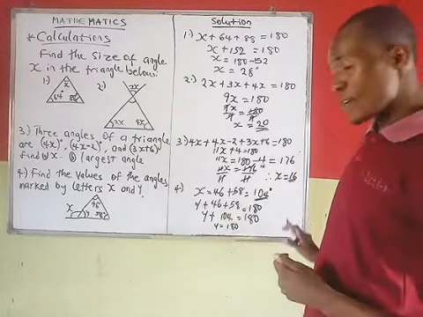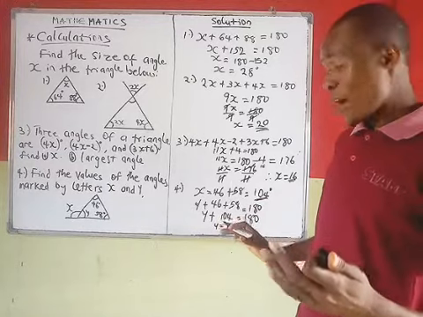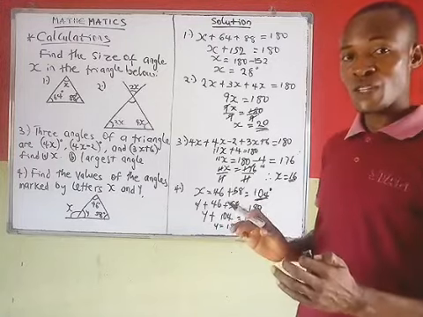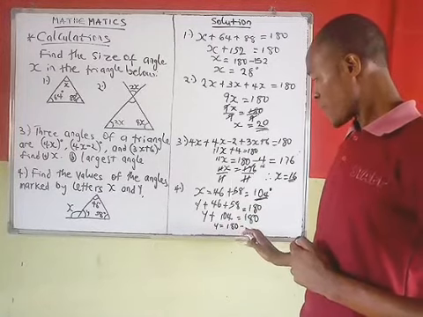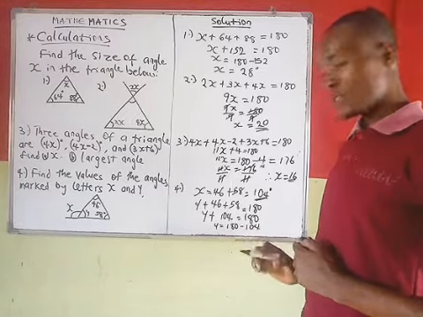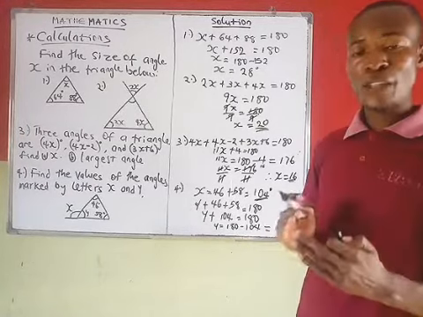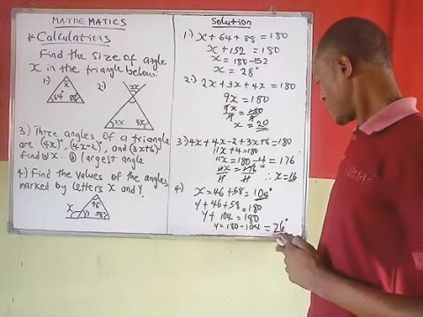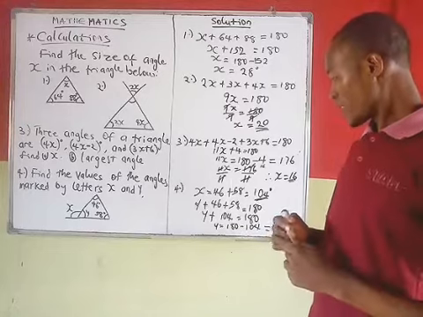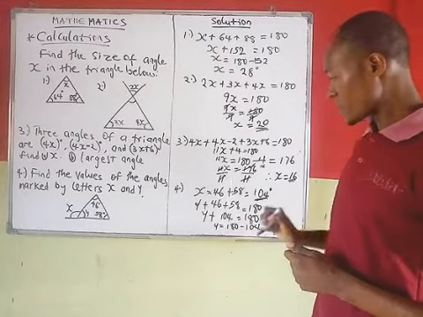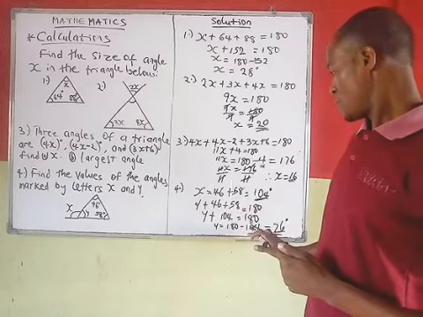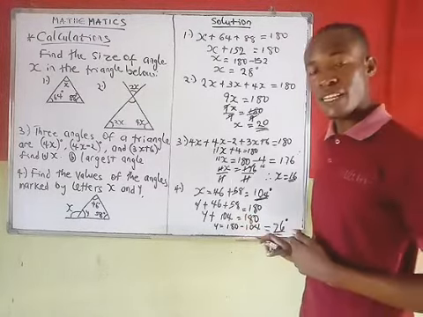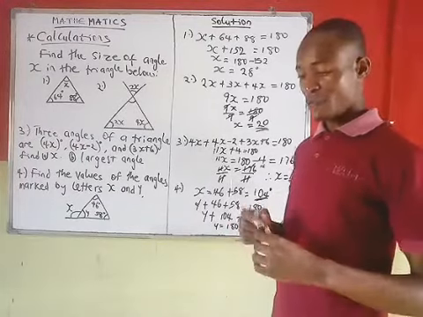When plus 104 crosses over to the other side, it will change to minus 104. So we'll have minus 104 degrees. So 180 minus 104 will give us what? 76 degrees. That is 10 minus 4 is 6, remaining 7. 7 minus 0 is simply 7. 1 minus 1 is 0. You ignore it. So your final answer is 76 degrees.